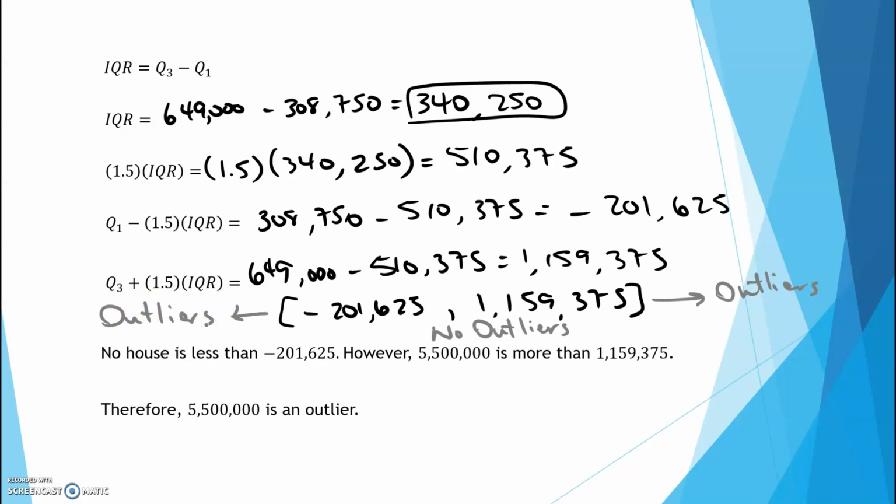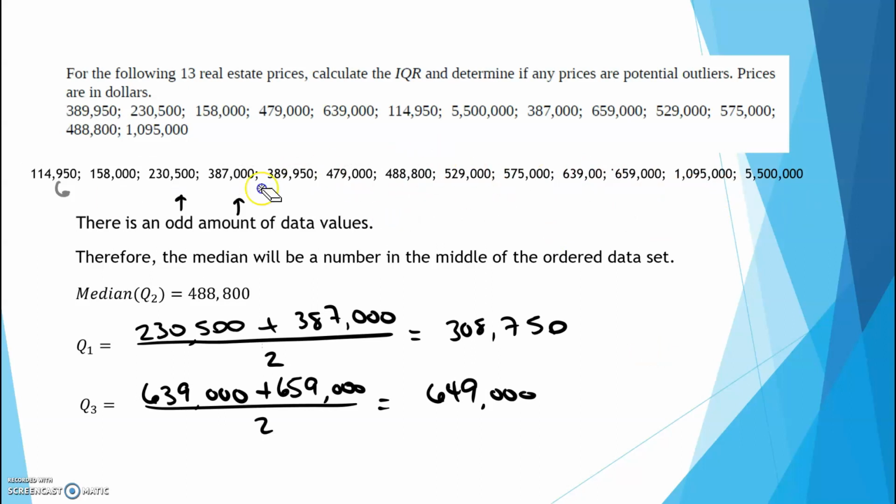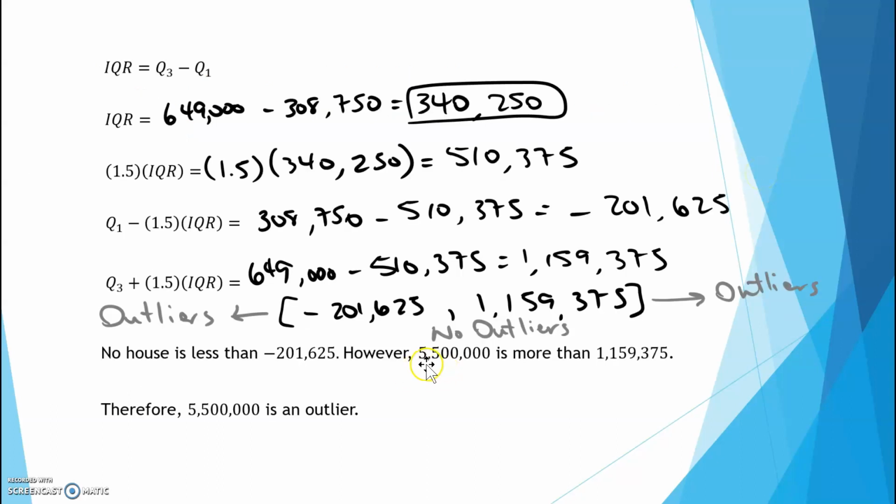Now, since we're talking about real estate, and real estate is not going to be in the negative numbers, we don't have to worry about this side, we need to find any numbers that are above 1 million. So if we went back to our data set here, we notice that, here's 1 million right here. This one is 5 million. Okay, so this one's way over our limit. So that $5 million house is actually an outlier because it goes outside of this range. So therefore, that one is an outlier.